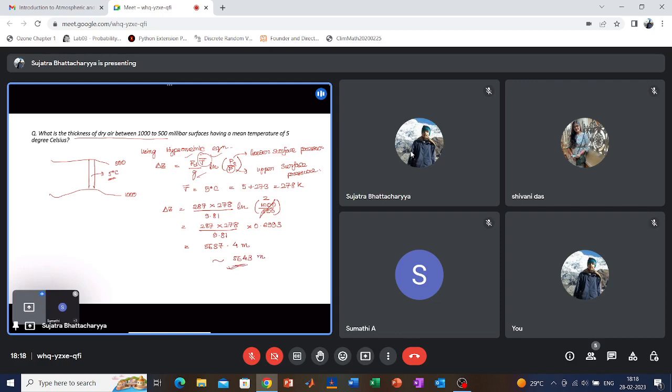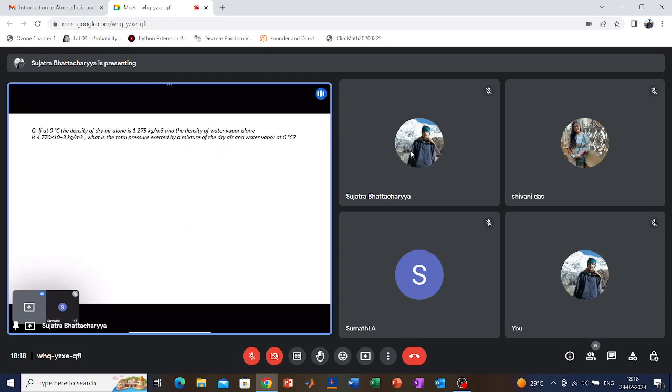So whenever the thickness of dry air between 1000 and 500 millibar or any two pressure surfaces is asked, the hypsometric equation is the best equation to be used. And if lapse rates are given, then the hypsometric equation changes. So we have to use that.